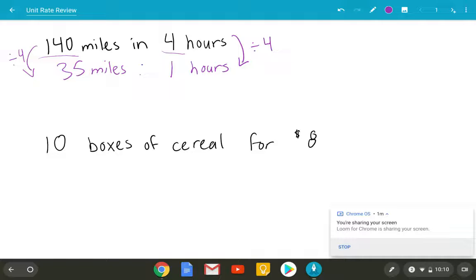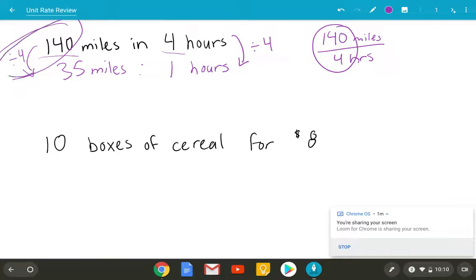Another way that we could think about it is, we usually write rates, we can also write them as fractions. So if I were to write this rate as a fraction, it would be 140 miles over 4 hours. And this actually shows us that we would be dividing, because fractions are division. So here I would be dividing 140 divided by 4. That's the exact same thing that I did over here. 140 divided by 4 is 35 miles in 1 hour.